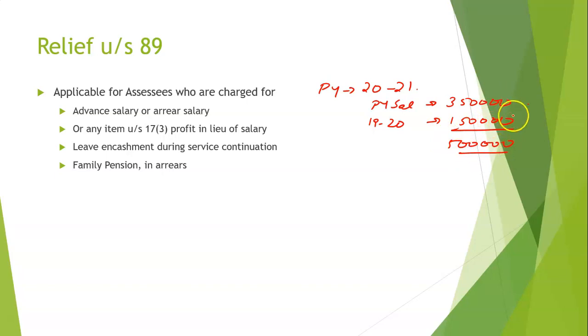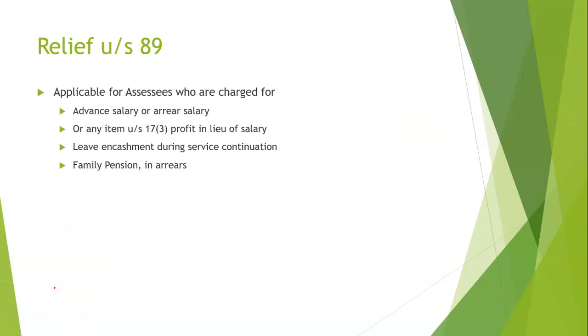Alright. Now in case this 1,50,000 wasn't taxed in 1920, it will definitely be taxed in the year of receipt, because we know salary is taxable when due or received, whichever is earlier. In case it's not taxed when due, it will fall taxable in the hands of the assessee for the previous year 2021. In that case, the assessee is eligible for 89 relief. But then if this was taxed, then no relief. Alright, clear? Fine.